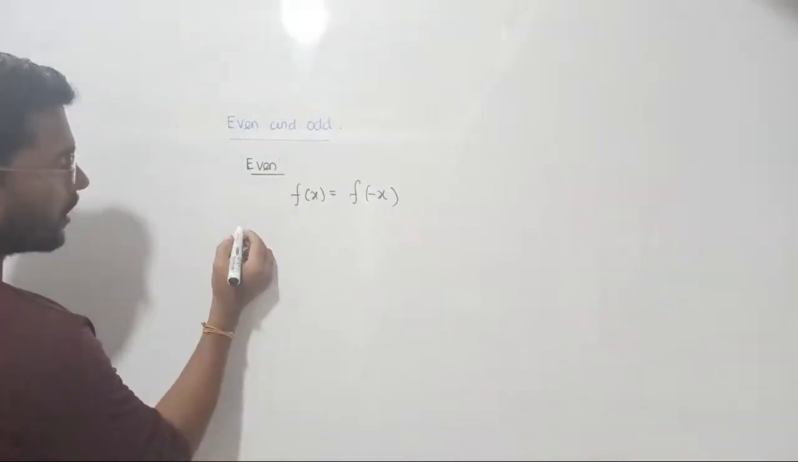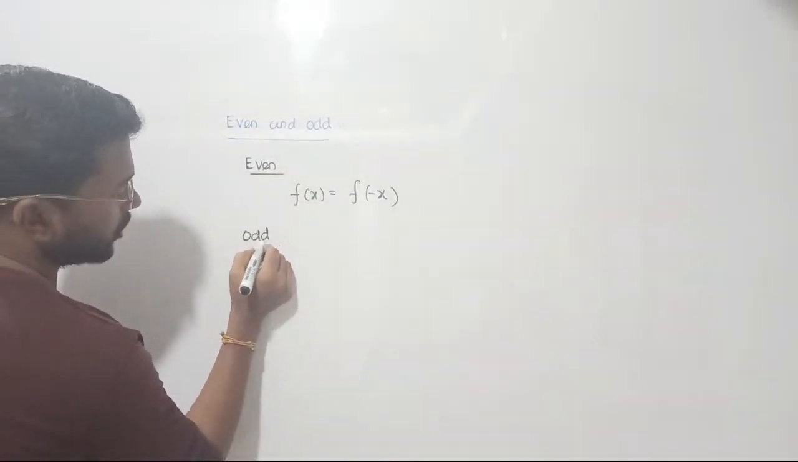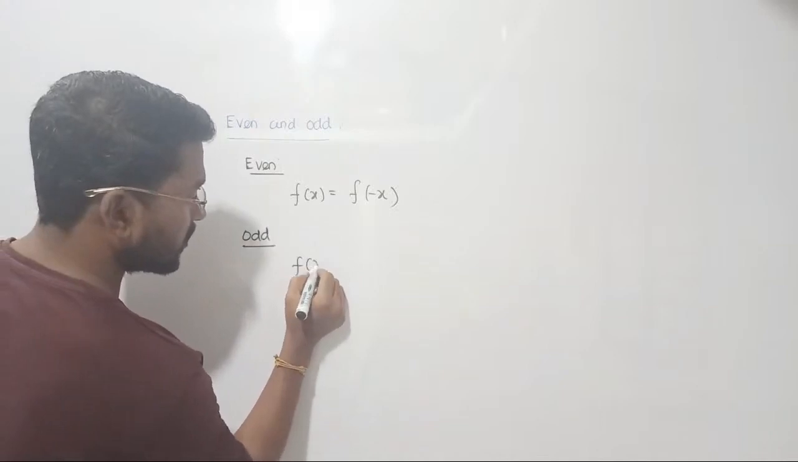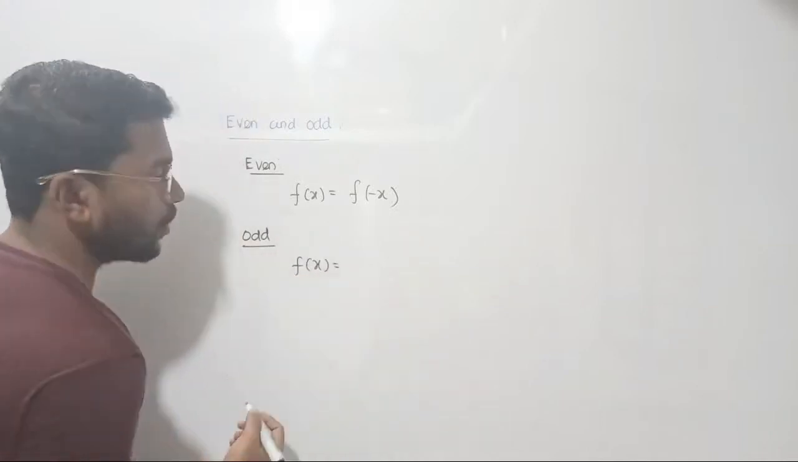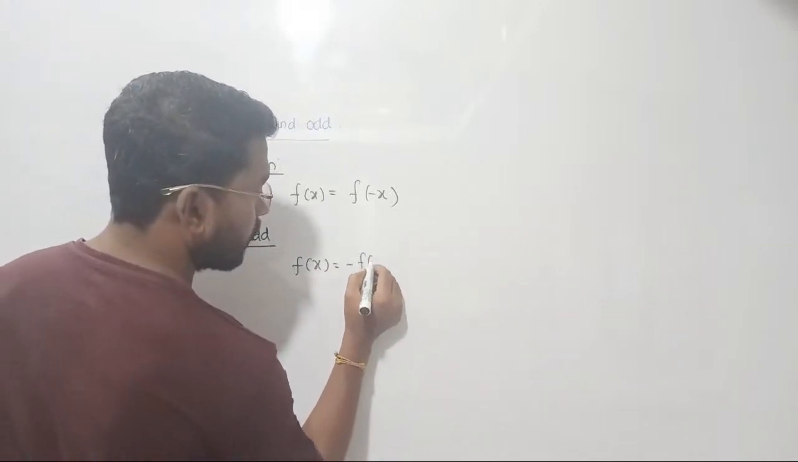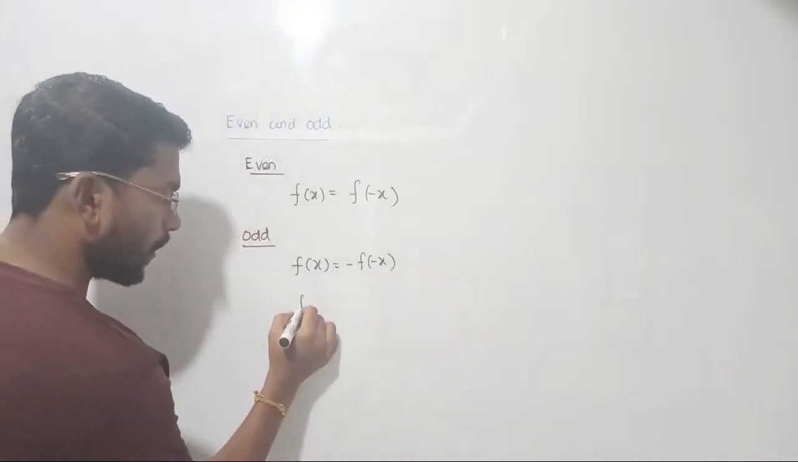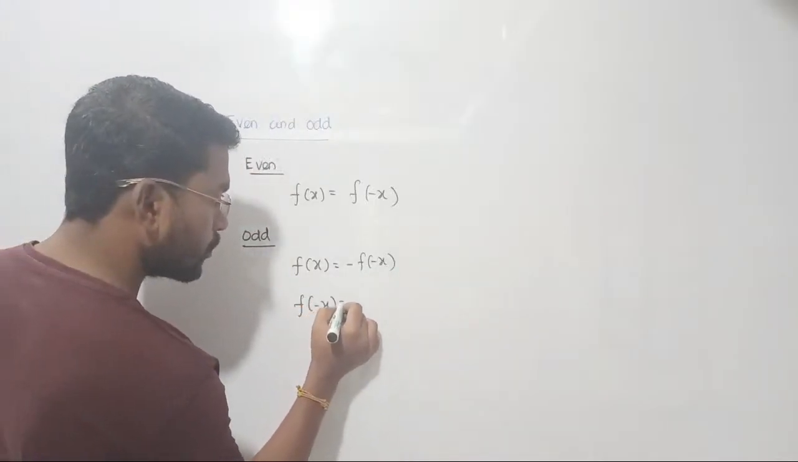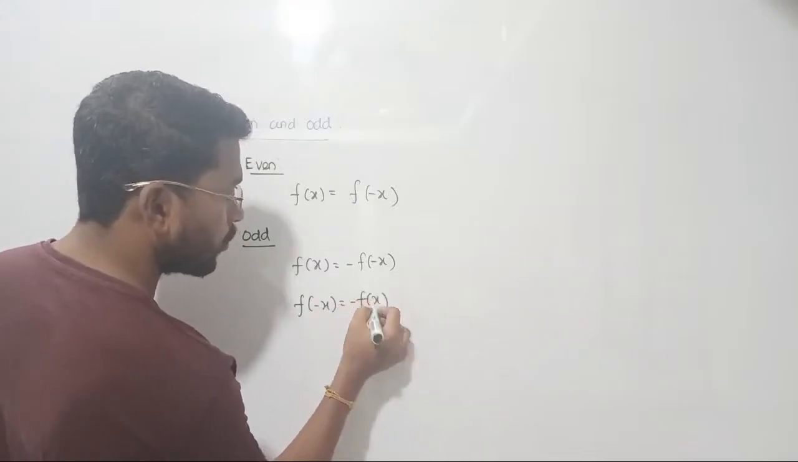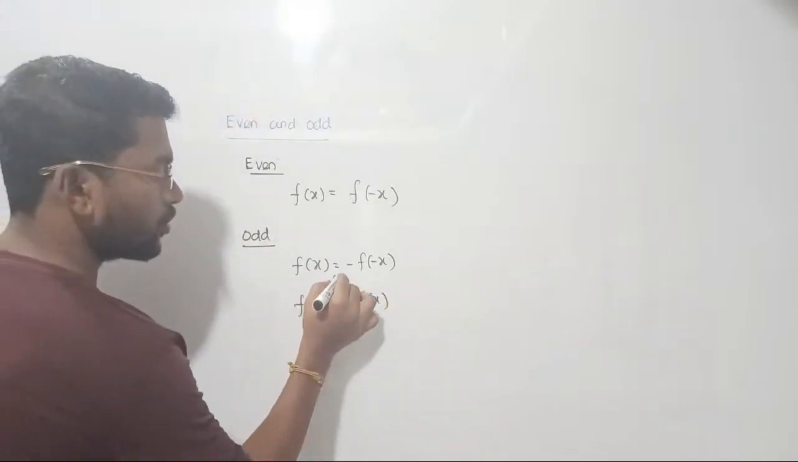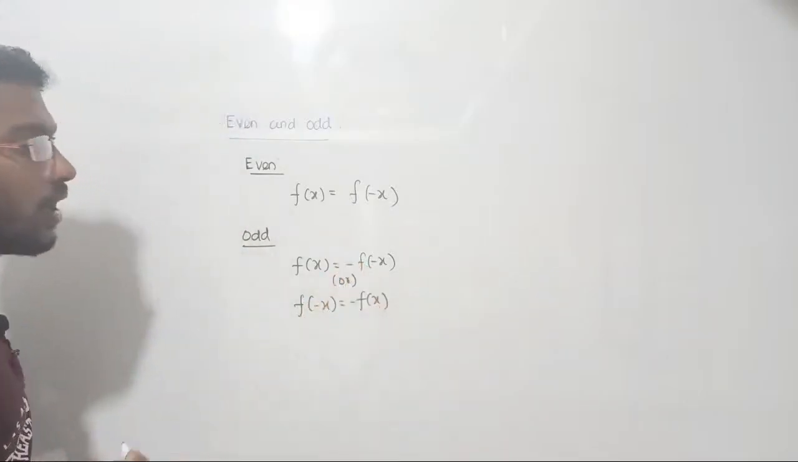Yes. So similarly, when we are discussing an odd function, f of minus x should be equal to minus f of x. Or we can say minus f of x equals f of minus x. Both are the same only, right? So both relations are the same. So that is called an odd function, right?